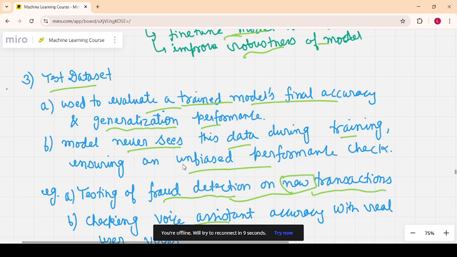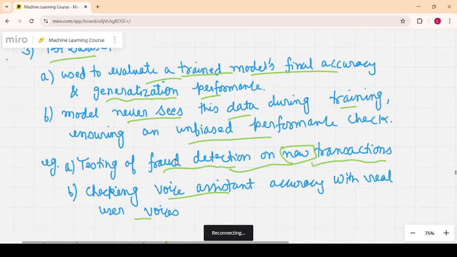If you test the model using the training data set, it will not give you an actual picture because you are using the same data. If you give a test data set which is unseen, which is not used during training, it will give you a clear picture of the performance of the model.